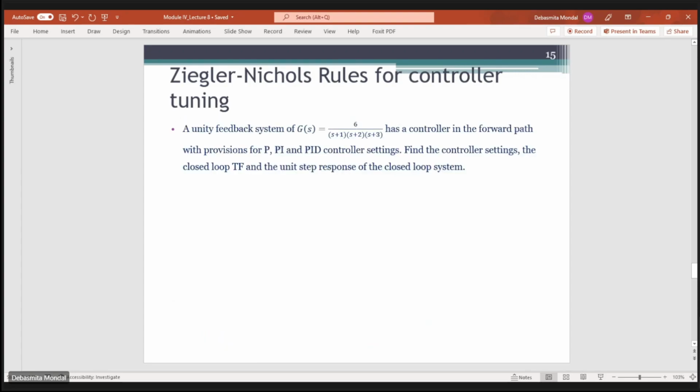So this is just an example. You have a unity feedback system, and this G(s) is given to you. What you have to do is find the controller settings for P, PI and PID. Once you have found the controller settings, if you give a unit step input to your system, you then have to find the output of the closed loop system for only proportional control, PI control and PID control.